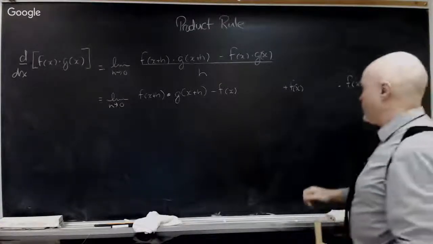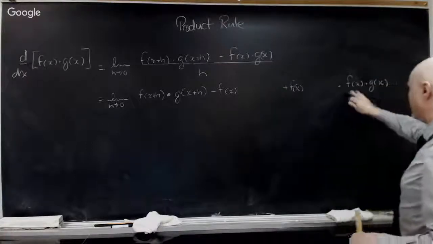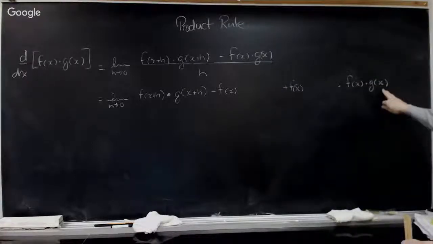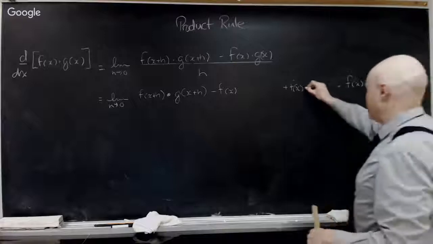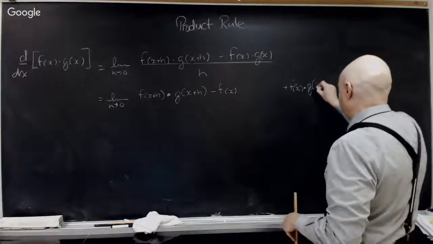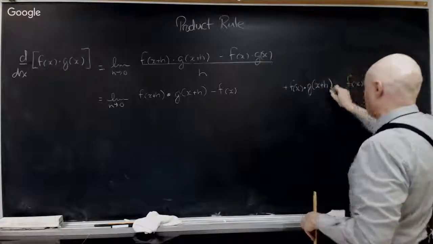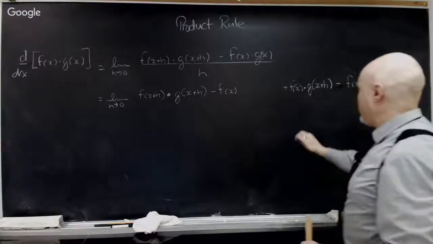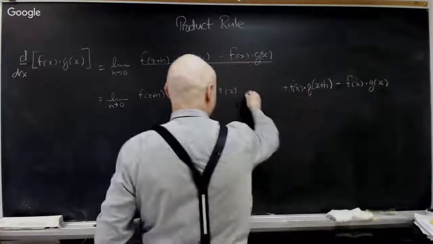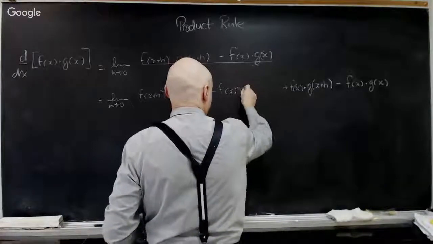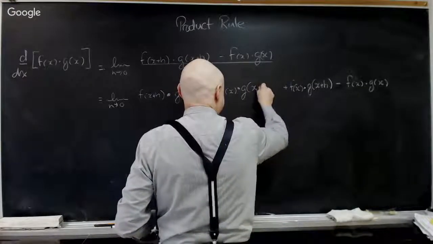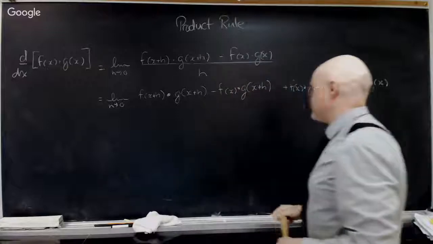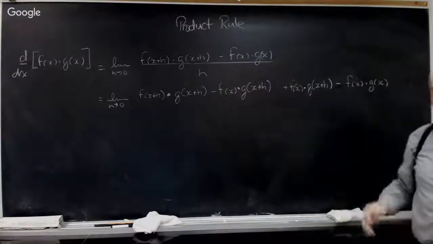Okay. Now, this is subtracting g at x. So it'd be really nice if we had like g at x plus h in this position. Okay, so I'm just going to put it there. And I can't just willy-nilly throw a g at x plus h into this expression, so I have to put it in both places. Okay.